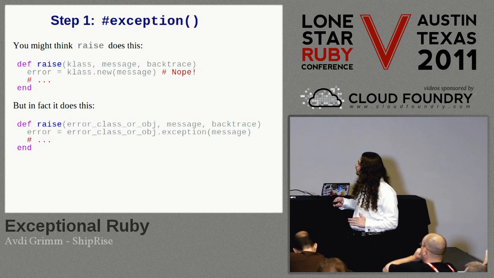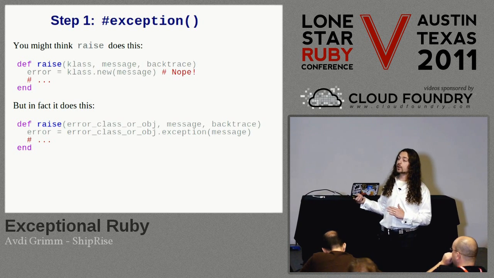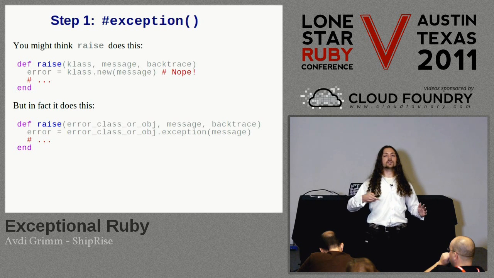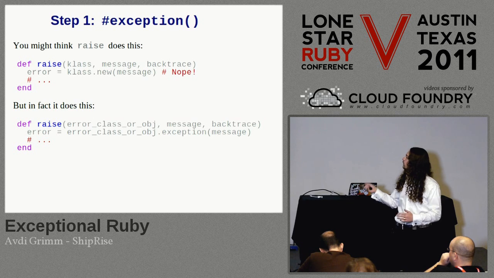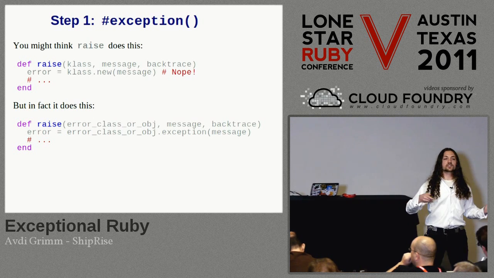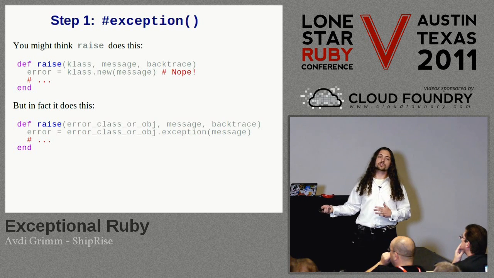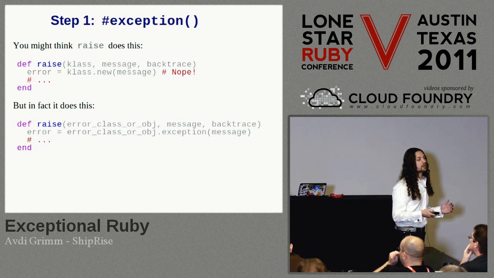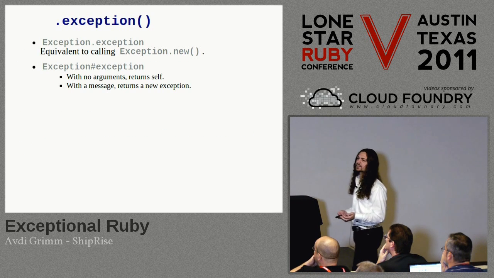The first step is getting the exception object. And when you look at the way raise is called, you might think it's implemented something like this. You might think, okay, so it gets a class and a message, so it's just calling class.new with that message. It's not actually what it does. It actually calls .exception on whatever you pass to it. What the heck is .exception?